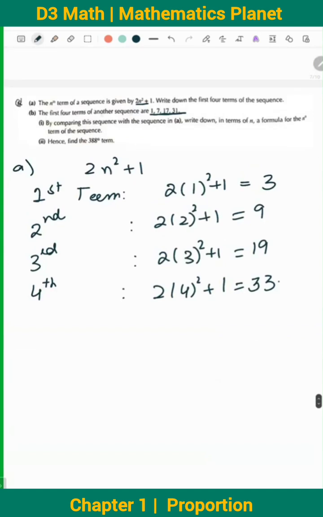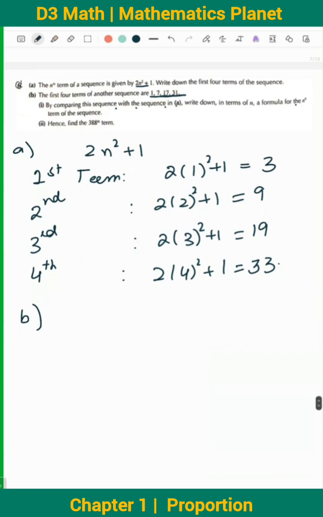Okay. The first four terms of another sequence is 1, 7, 17, 31. By comparing this sequence with the sequence in part A, write down in terms of n the formula for nth term of the sequence. So what will be the formula for nth term of the sequence? For 1, 7, 17, 31. So can we write like this, 2n square minus 1?